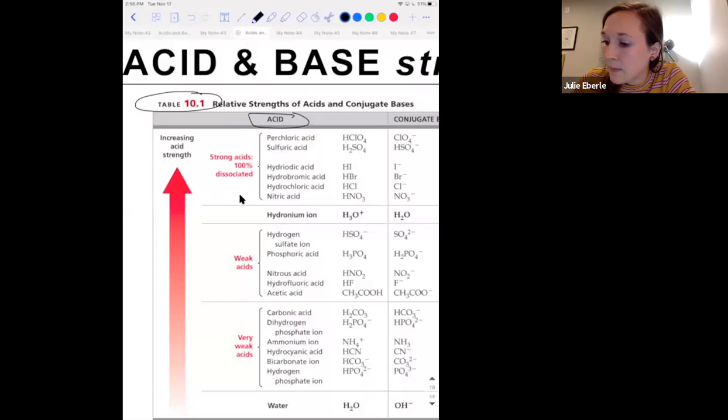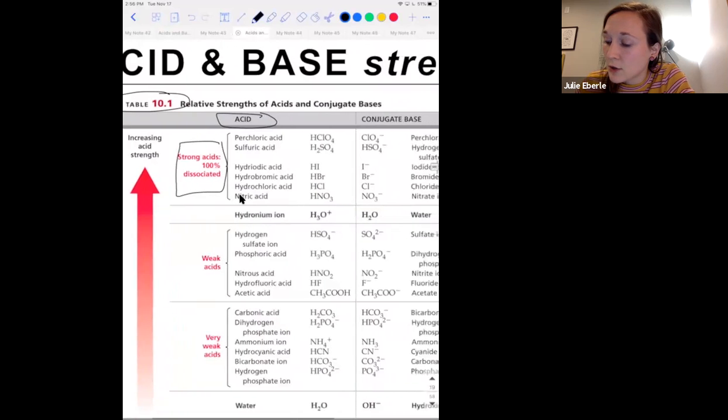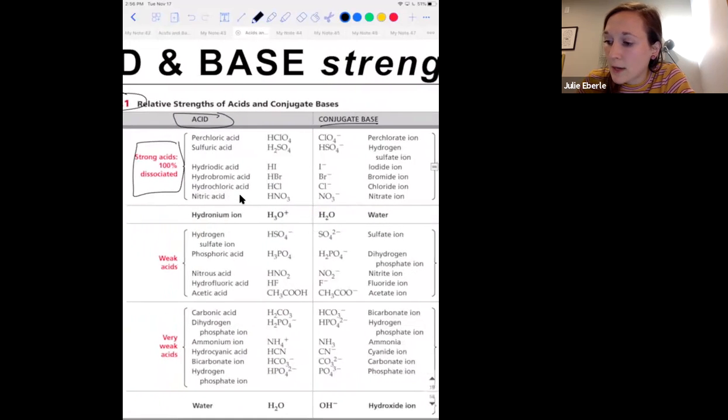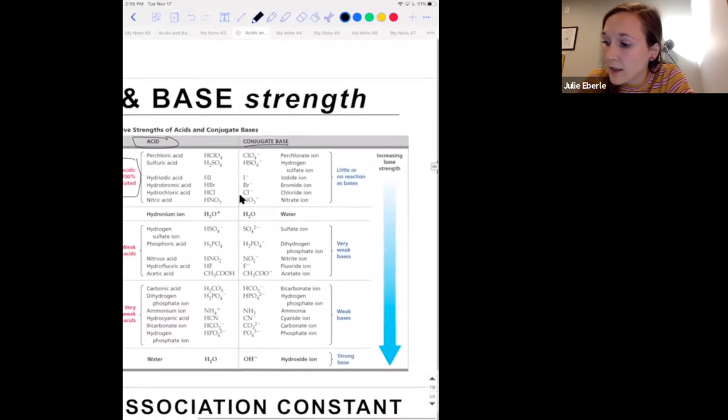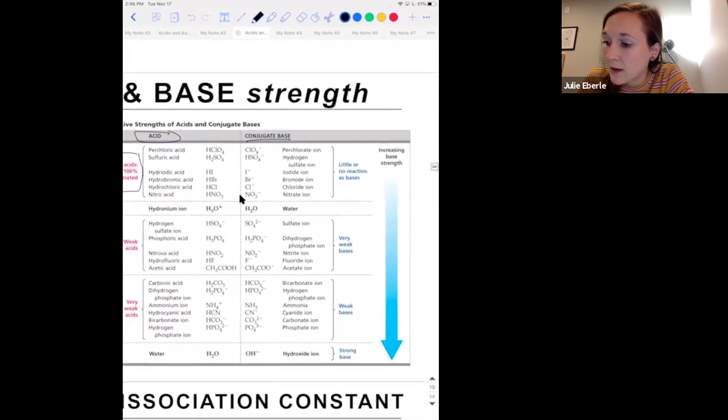And all these up here, if you notice these strong acids, we cannot write an equilibrium for those. It's all single arrows. And then it shows you their conjugate base on the right side. Okay. And remember, the strongest acids, guess what? They make the weakest bases. Their conjugate base is the weakest. So if you have a really strong acid, the conjugate base is the weakest.